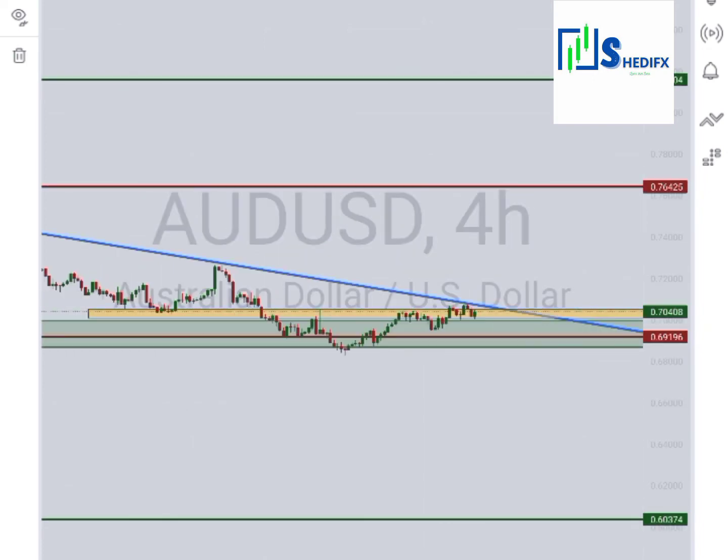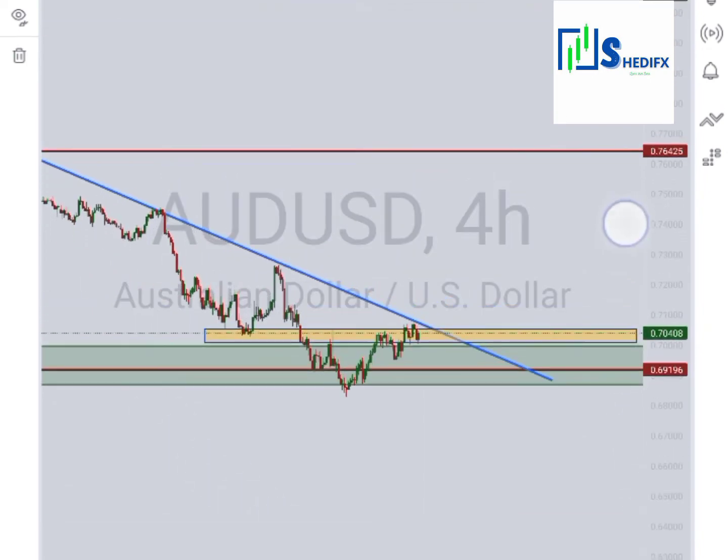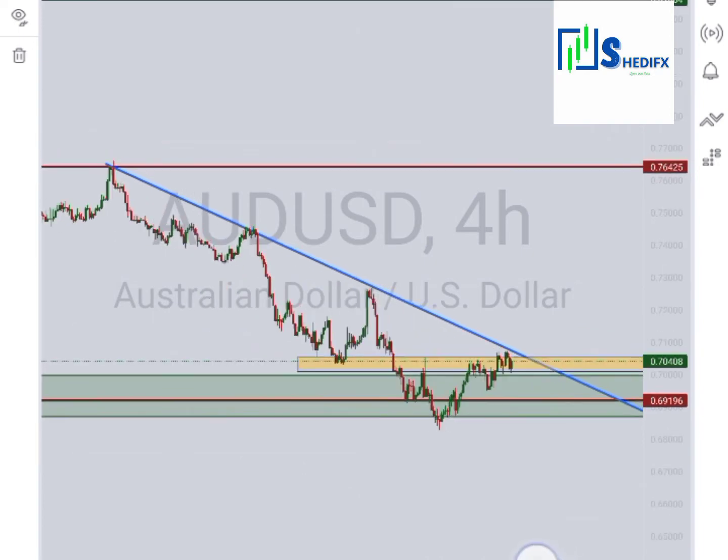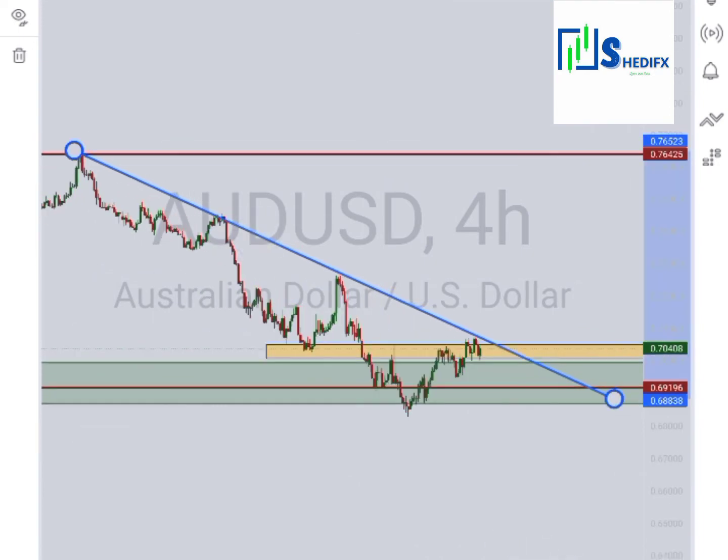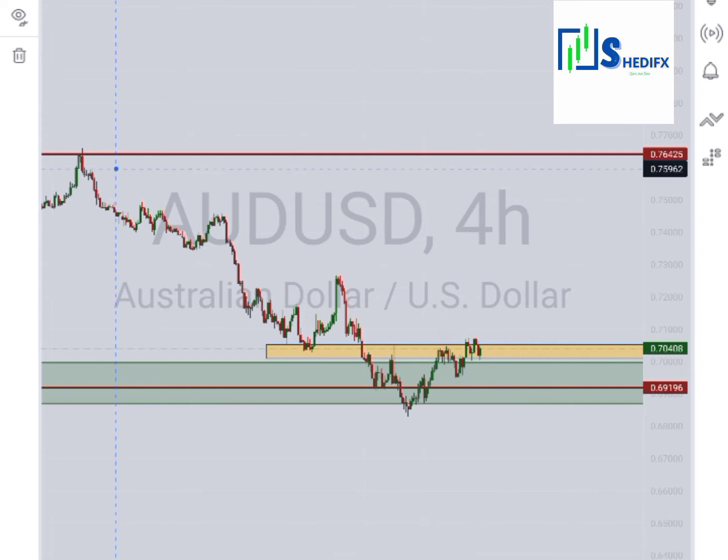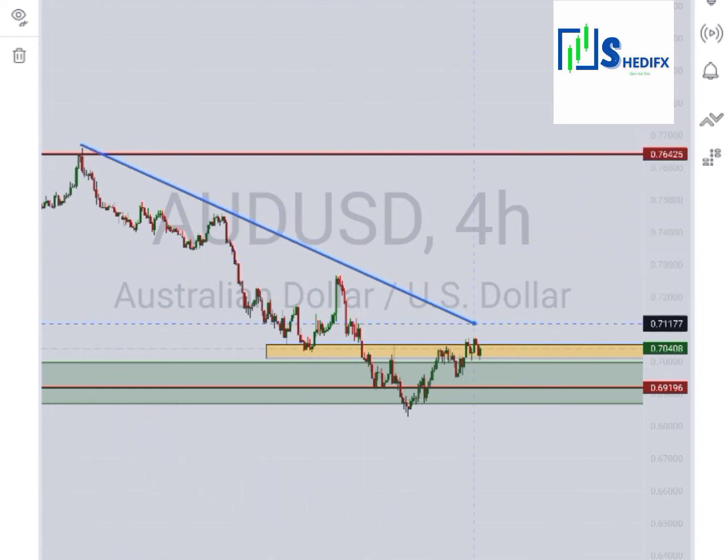So I'll be switching to my 4-hour time frame. Let me delete this trend line and adjust it so it fits in perfectly. So I'll be taking it from the week here all the way to the downside.